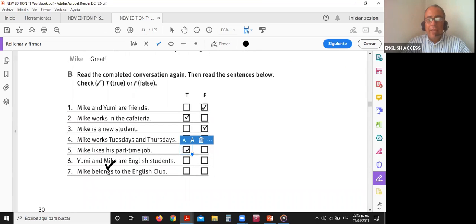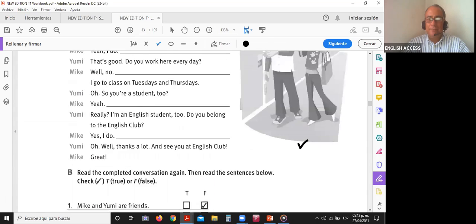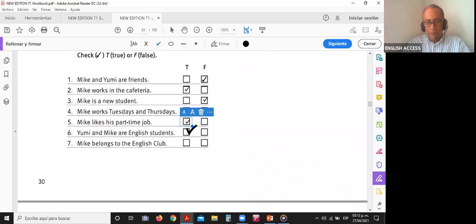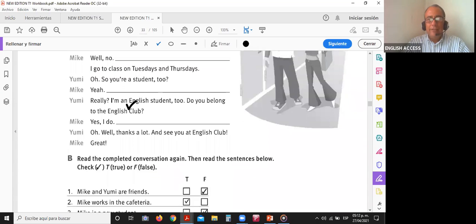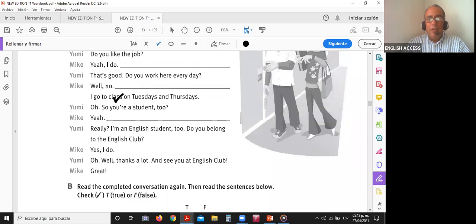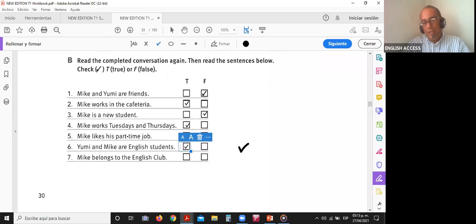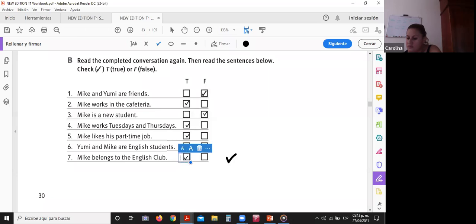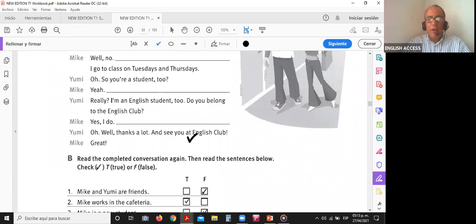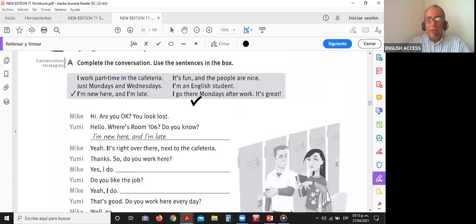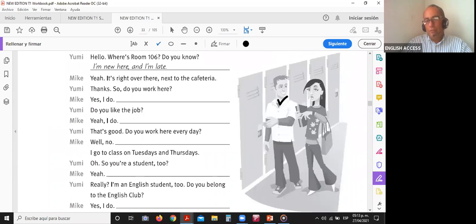Next, Jumi and Mike are English students. True, because he says, I go to class. I am a student. Oh, so you're a student? Yes, I am an English student too. So they are students. And finally, Mike belongs to the English club. True or false? True. He says, I go there on Mondays after work to the English club.